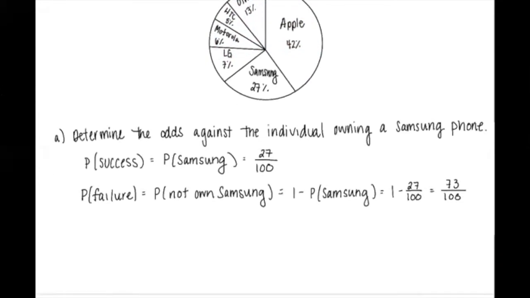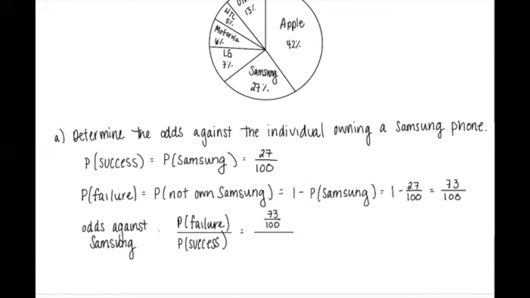And so the odds against a Samsung are going to be our probability of failure divided by our probability of success. So that is 73 out of 100 divided by 27 out of 100, which you don't need to keep doing this. Those denominators cancel. You get 73 over 27. So the odds against are 73 to 27. Okay.